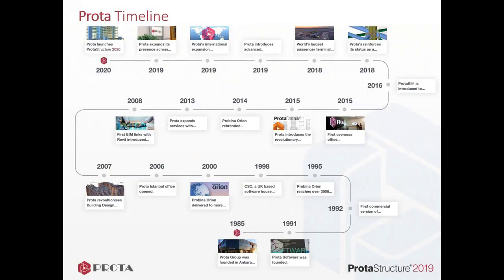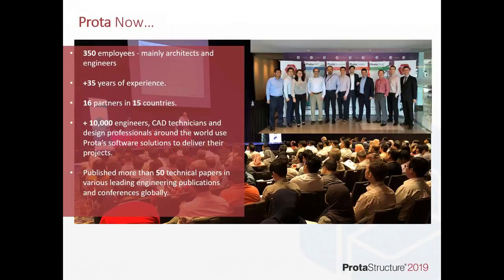It's got quite an interesting history. We started developing software in the early 90s. First commercial versions of our software, which is the current ProtaStructure system, was actually delivered back in 1992, and it's evolved tremendously over the years. Currently as a business, we employ almost 400 people around the world, mainly engineers and architects, so we're very much a focused technical business.